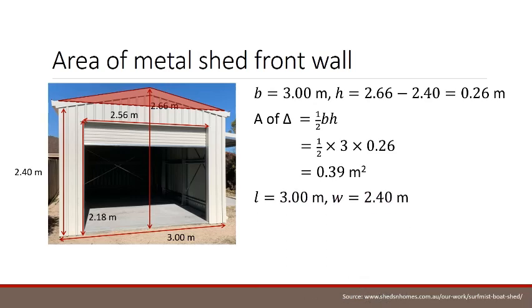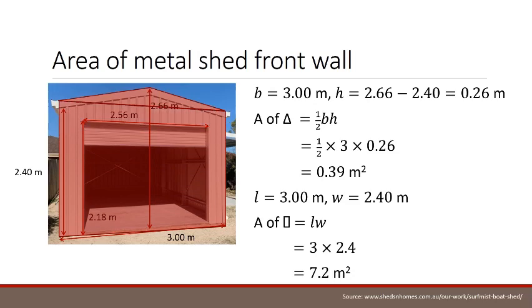We then want to find the area of this rectangle, which is length is 3 metres, the width is 2.4 metres, and the area is LW, 3 times 2.4, which is 7.2 metres squared. So here's the rectangle shaded in.